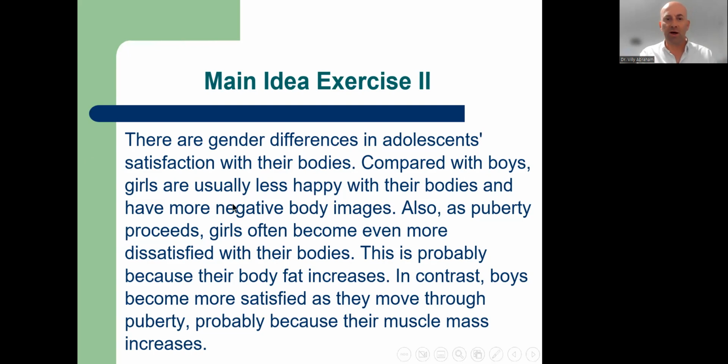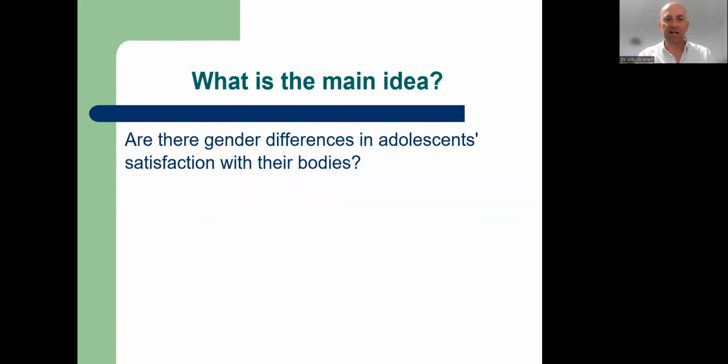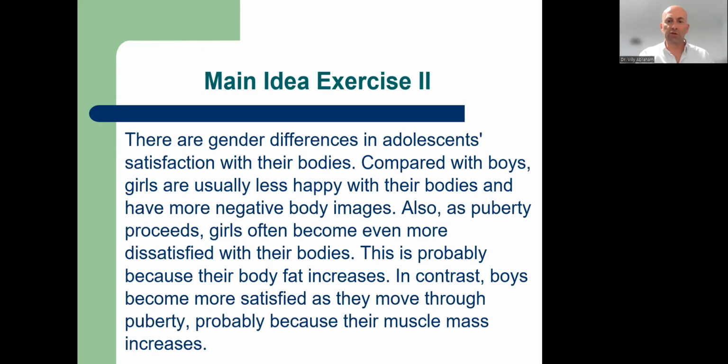So what I'm going to do, I'm going to take the first sentence, change it into a question, and then read the other sentences. If they answer the question, then bingo, I found the main idea. All right, so look at the next slide. This is the question. Are there gender differences in adolescents' satisfaction with their bodies? All right, and if you go back, you read the second sentence, for example. It reads, compared with boys, girls are usually less happy with their bodies and have more negative body images.